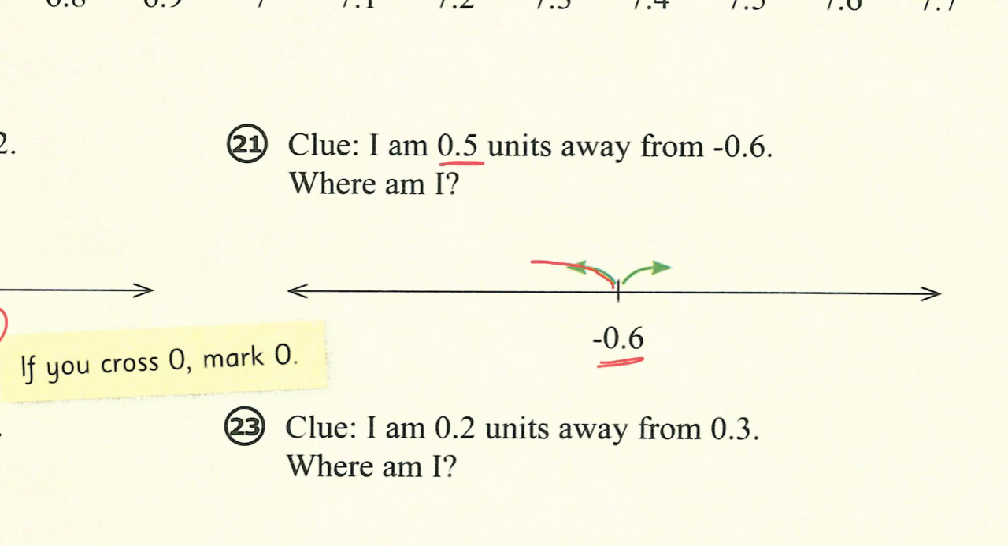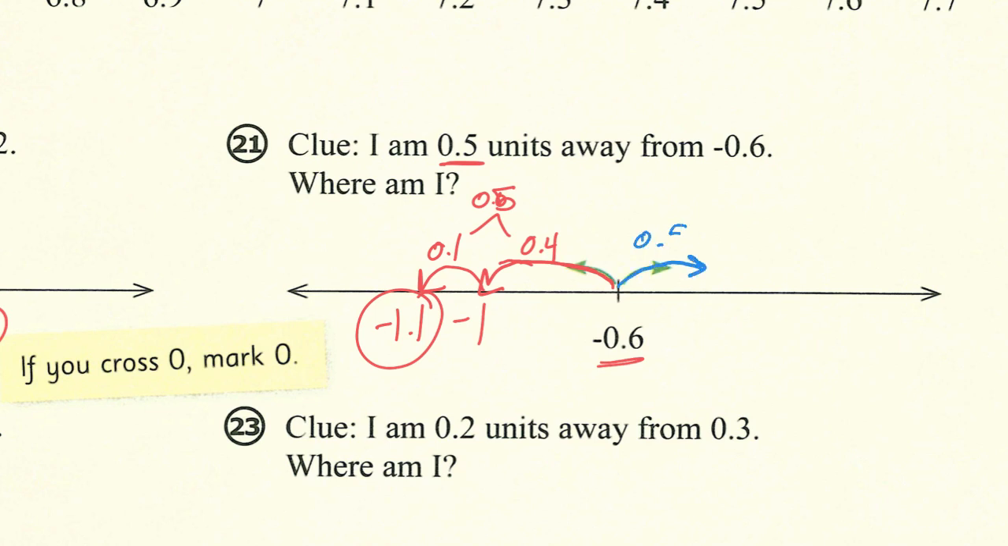So let's go to the left. I know that I only need to go 0.4 units to get to negative 1, which means I need to go one more tenth, or 0.1, to have gone a total of 0.5 units. Going the other way, 0.5 units, I know I'm not going to quite make it to 0. I'm going to end up here at negative 0.1.